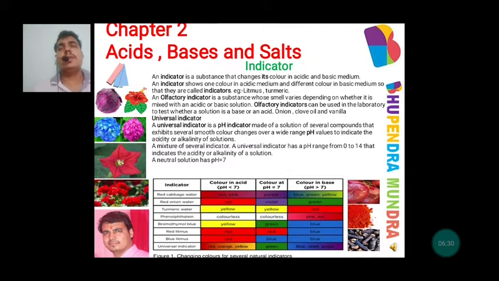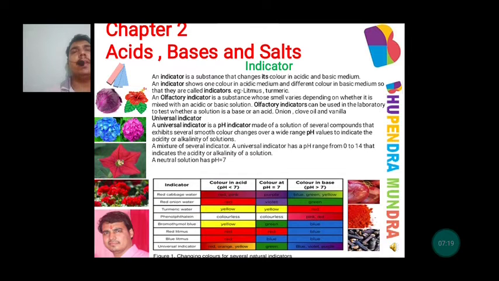Litmus is purple in neutral medium, turns red in acidic medium, and turns blue in basic medium. Turmeric is yellow in neutral medium, shows no change in acidic medium, and turns reddish brown in basic medium. Red cabbage leaves are normally red in color, show no change in acidic medium, but turn green in basic medium. The flower of hydrangea is blue, and it turns pink in basic media.